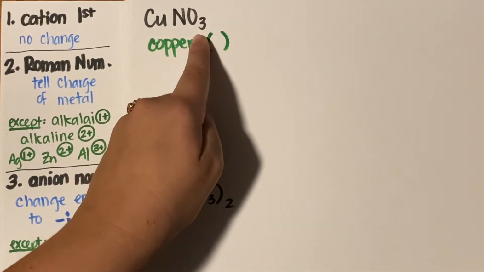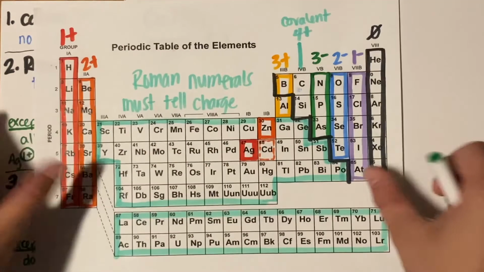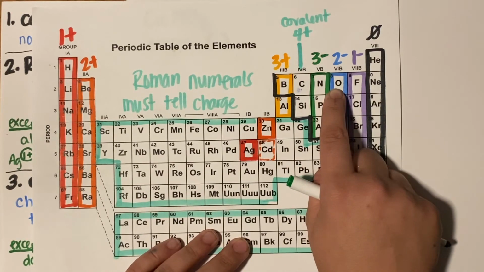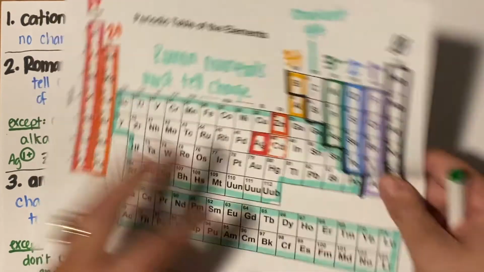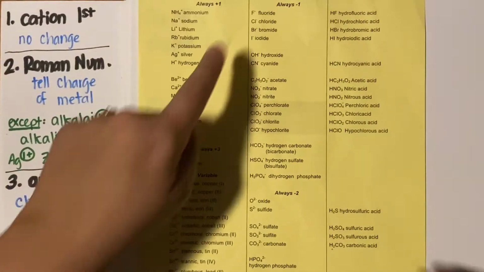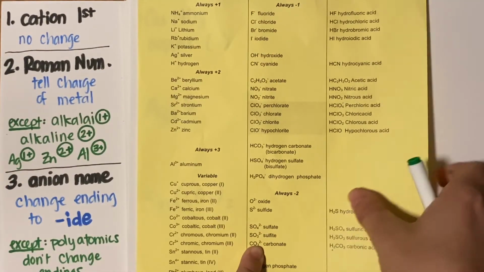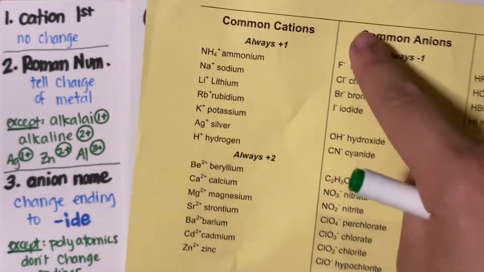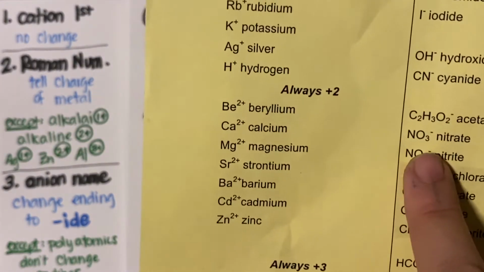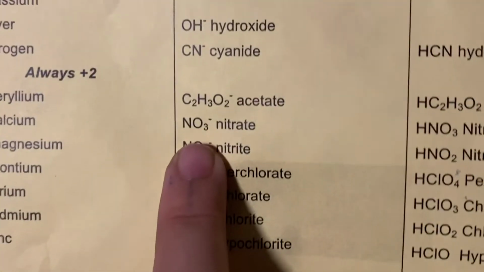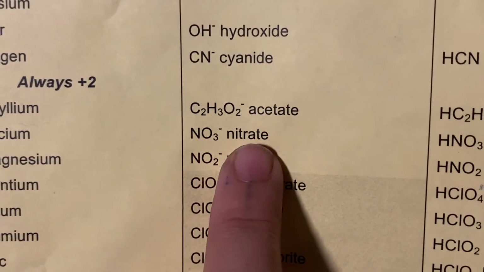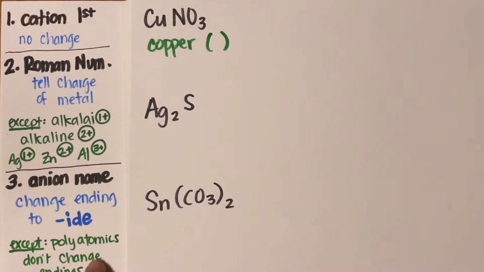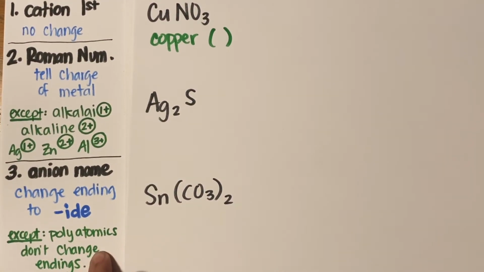Then I have NO3 as my anion. If you're looking on your periodic table, you're like, dear God, what's NO3? Nitrogen oxygenide? Ooh, what do I do? No. This is when your common anion sheet comes into play. You have to know your common anions. So I scroll down my page and I'm looking for NO3. NO3 is nitrate. So I'm just going to straight name my polyatomic. There's no changes in the ending when it comes to my polyatomic.